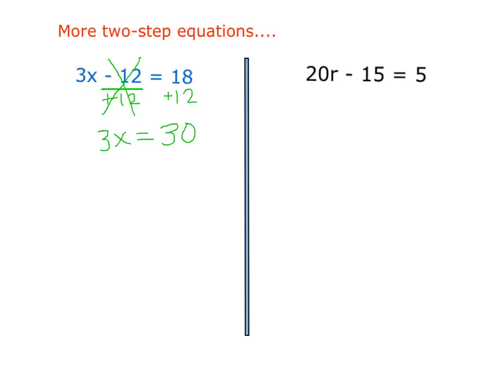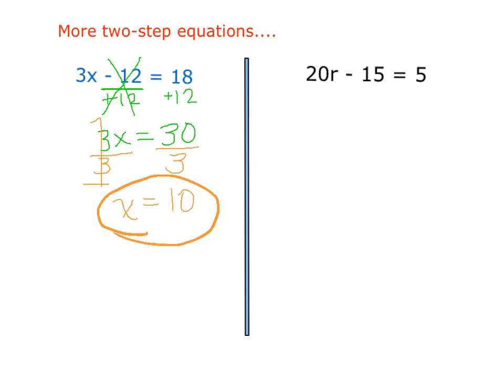Now that we've done the addition and we have 3x equal 30, now we can do our division and finish the problem. And that means that we can divide by 3, and we'll divide by 3 over here. This becomes our well-chosen one. So we end up with x equals 30 divided by 3, which is, of course, 10.